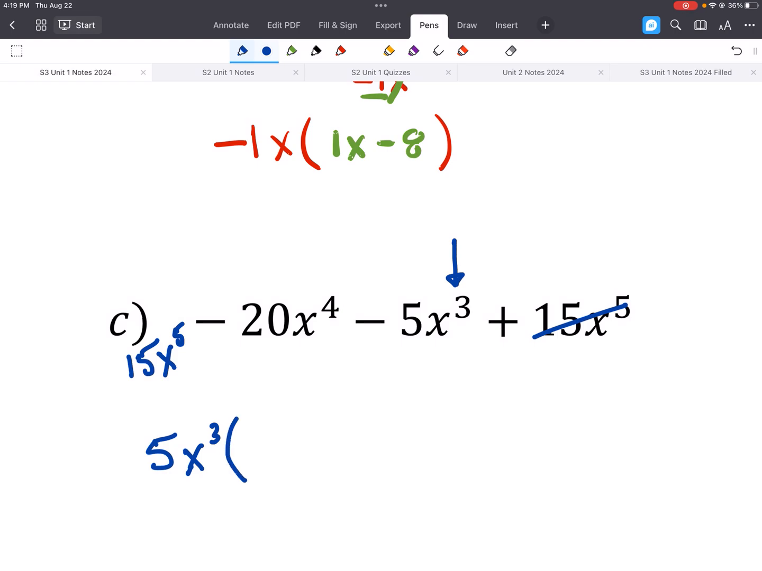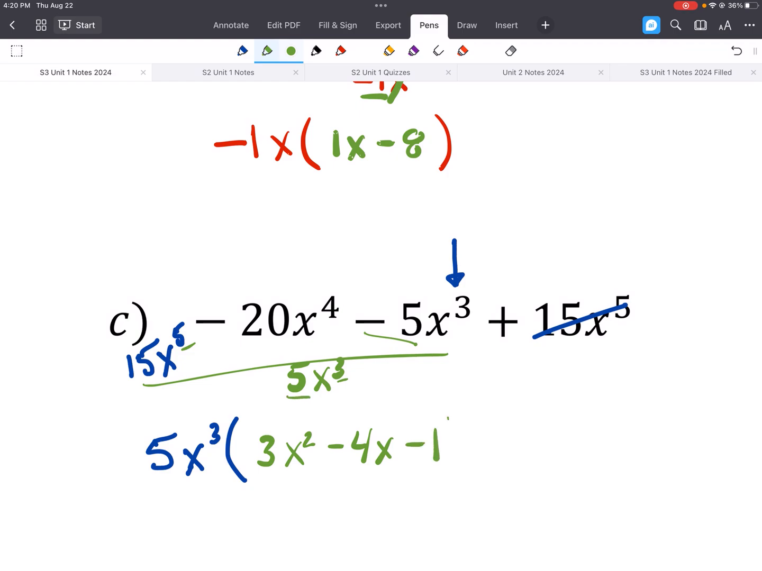Okay, so now we will divide all terms by that greatest common factor. So 15 over 5 is 3, and then exponents 5 minus 3 would give us x to the 2, and then we'll just continue that. So we'll have -4x, and then watch out for this, if we have -5 divided by 5, that would be -1, okay? And then that would be our expression.